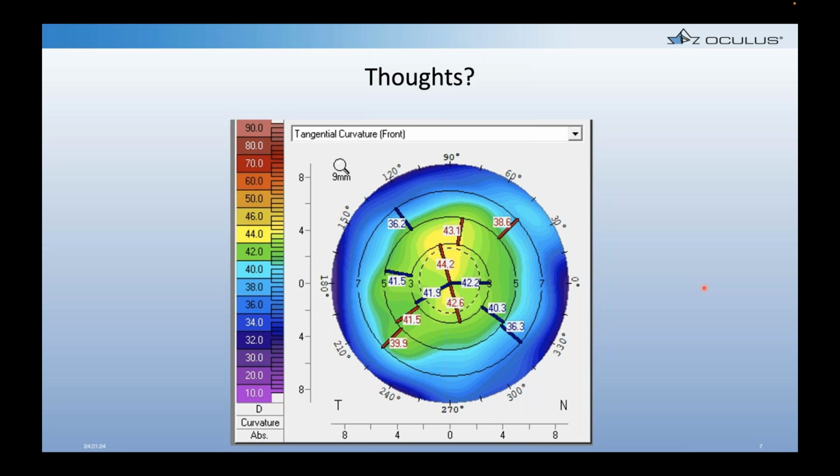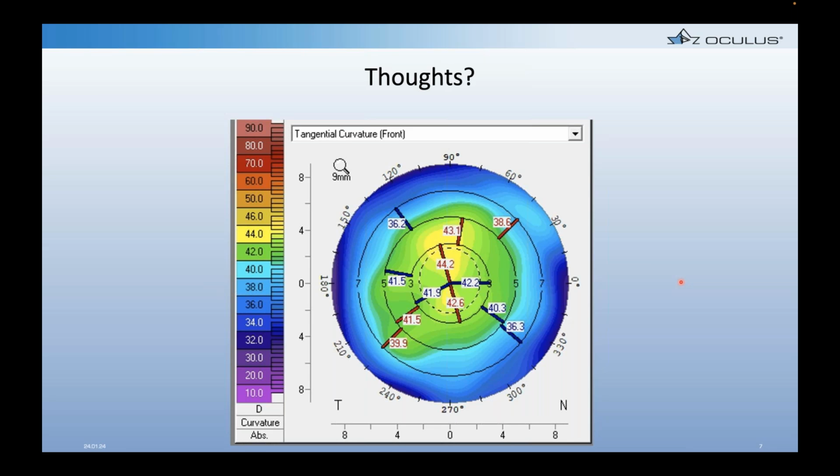It looks like they've got a little bit of nearly with-the-rule astigmatism. There's a little bit of skewing to the various axes. If you look here, we do see a little bit of shift in the meridians, but then again, there's not a lot of astigmatism there. So that might just be by virtue of the fact that the patient has not very much astigmatism.